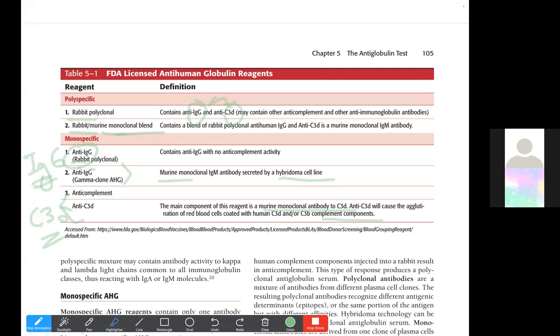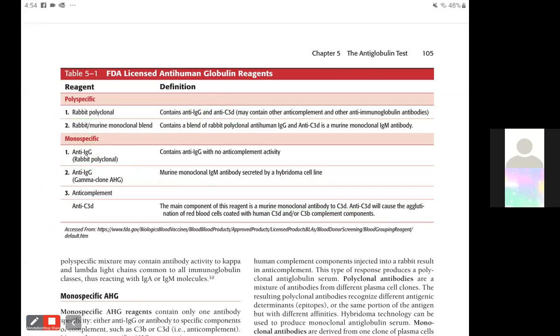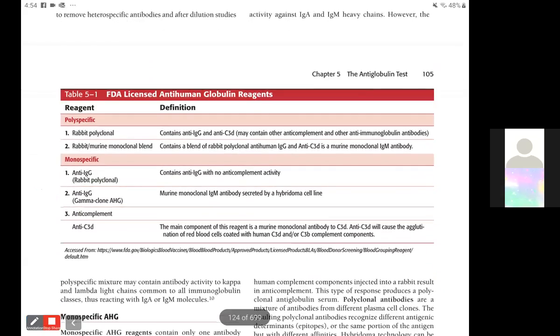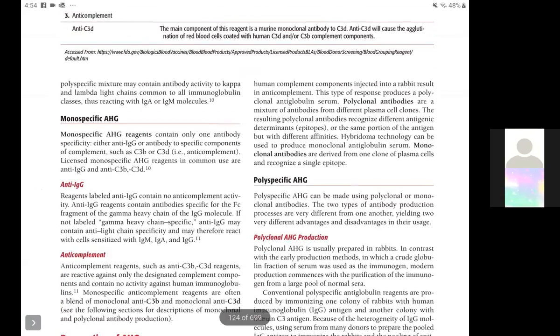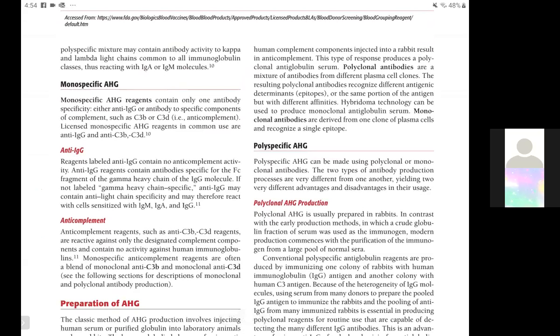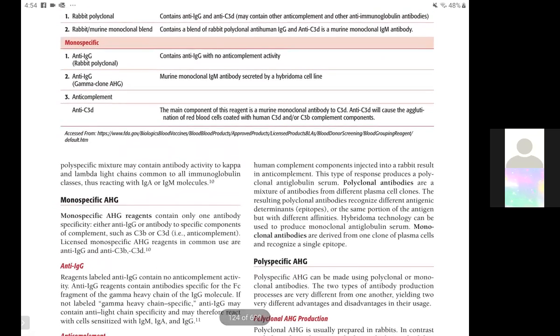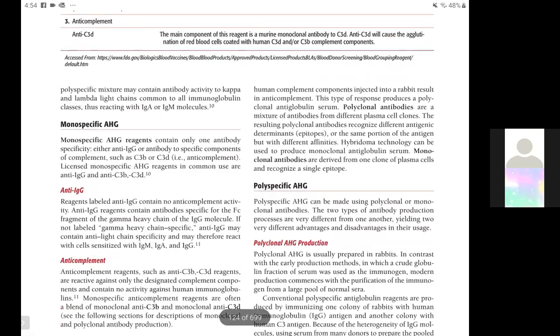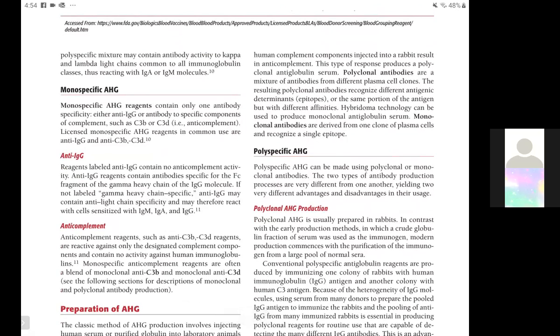So they could be specific for one component only. The polyspecific have IgG and C3d, and the monospecific AHG contain only one antibody with specificity for anti-IgG, C3d or C3b. Licensed monospecific AHG reagents in common use are the anti-IgG, anti-C3b, or anti-C3d. C3d is the complement component derived from the further breakdown of C3b by the macrophages. Now, the reagents labeled anti-IgG contain no anti-complement activity.